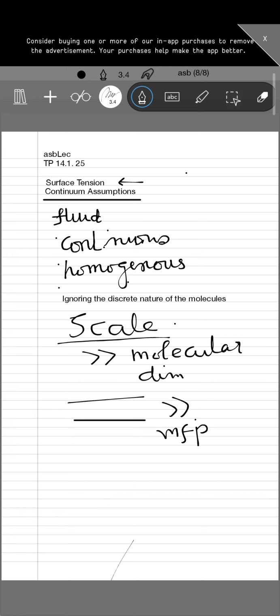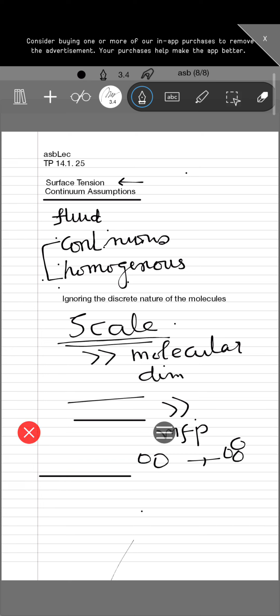By mean free path, we mean the distance traveled by a molecule before it coincides or is in contact with another molecule of its same kind or different kind. So this is what is meant by scale. As long as the scale is large, we can treat the liquid as continuous as well as homogeneous. Okay, so this is the first assumption that we make in fluid mechanics.